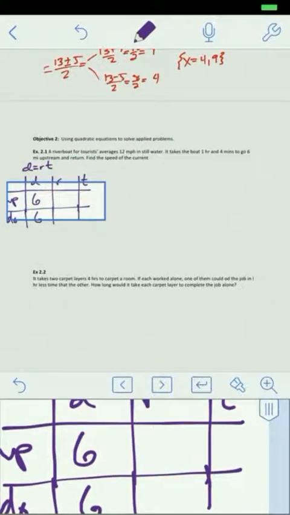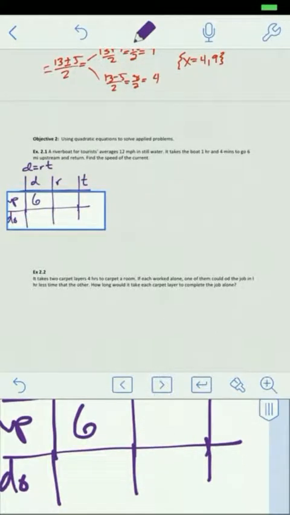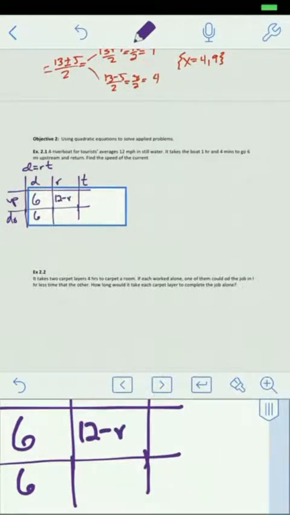When they're going upstream, that 12 miles an hour is being hindered by the current coming at them. Whatever that current is, we can call it r, the rate, and it's going to be taken away from their 12 miles an hour. If the current was 8 miles an hour and they're going 12 against it, they're going to average out about 4, right? So whatever it is, it's 12 minus the current of the water.